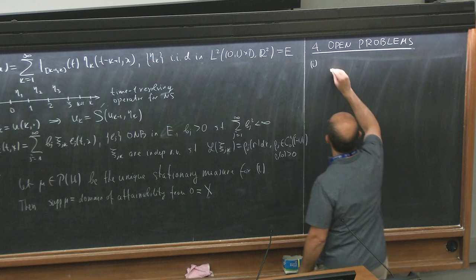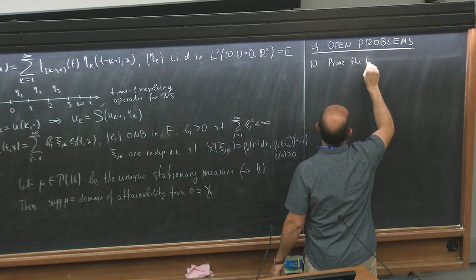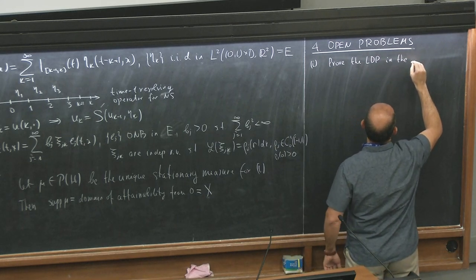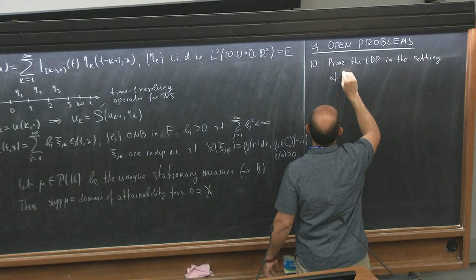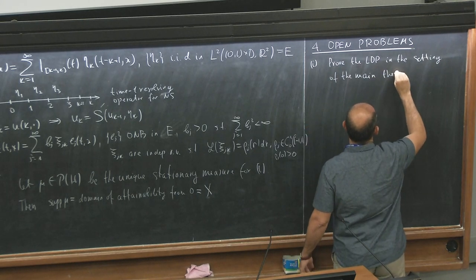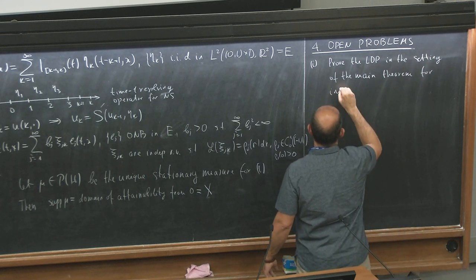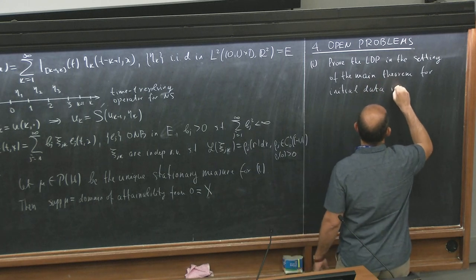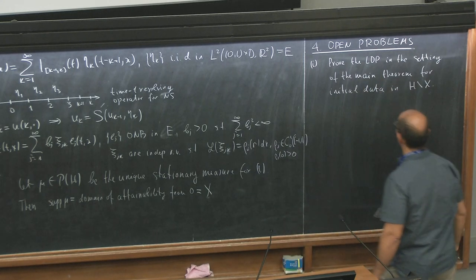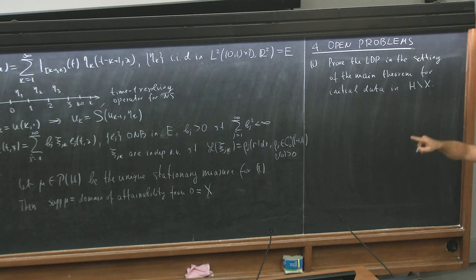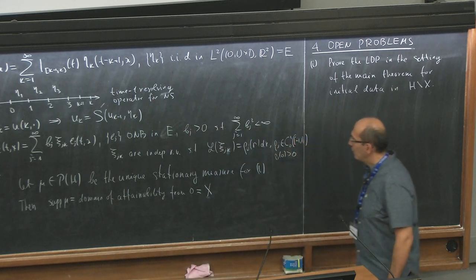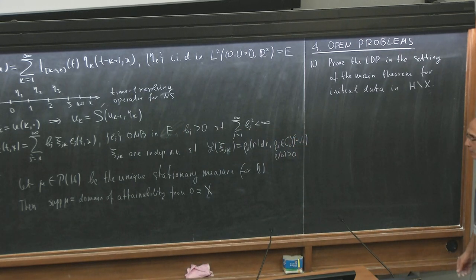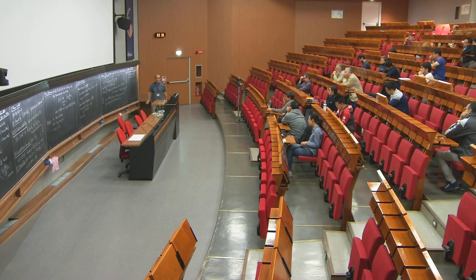So it is an open problem to prove the LDP in the setting of Mann's theorem, for initial data in the complement of X. Let's take deterministic initial data which does not belong to X. My system is defined everywhere. And let's assume that you can reach any neighborhood of mu in exponential time. Still, all you can prove is the local LDP. Well, I don't want to give definitions, but if you really want an honest global LDP, this is an open question.